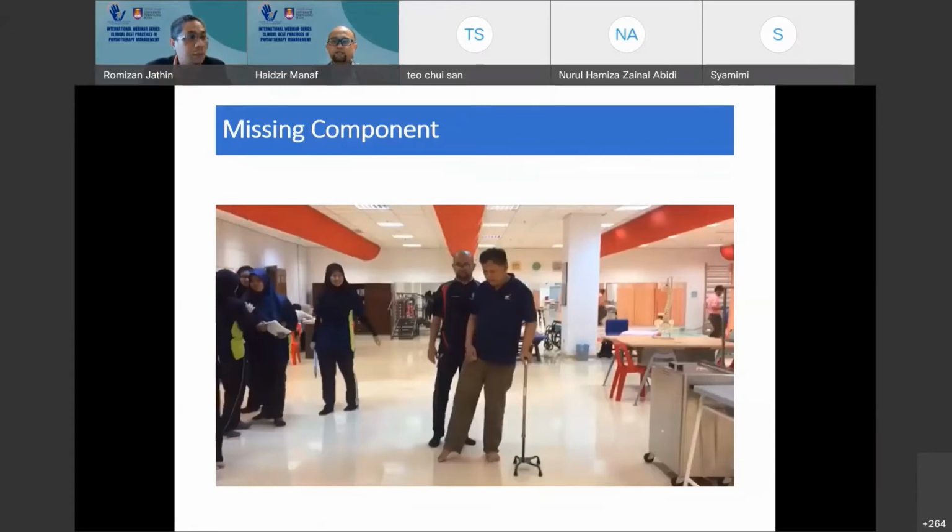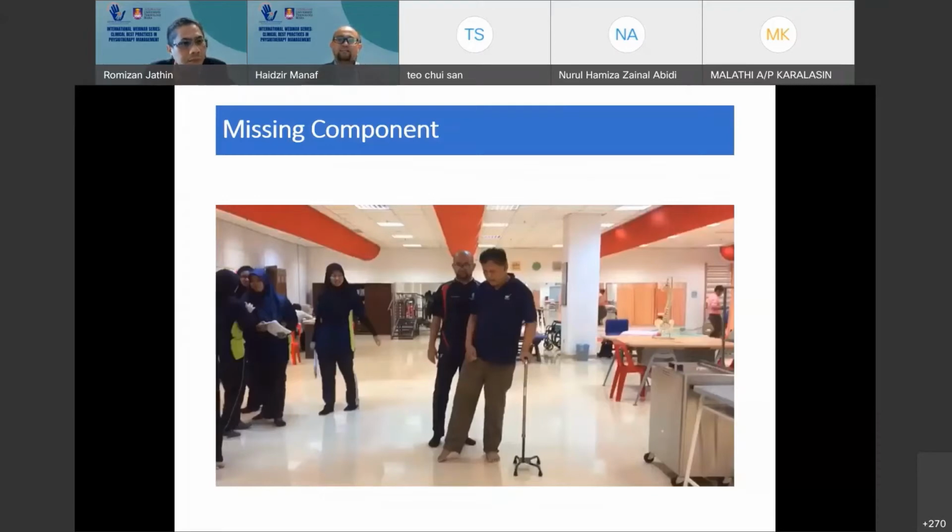Anyone, do you want to share what are the other missing components related to these patients? I can see a lot of experts in neuro. If you want to share something. I can see Puan Lily. Right. So okay, thank you very much for coming.